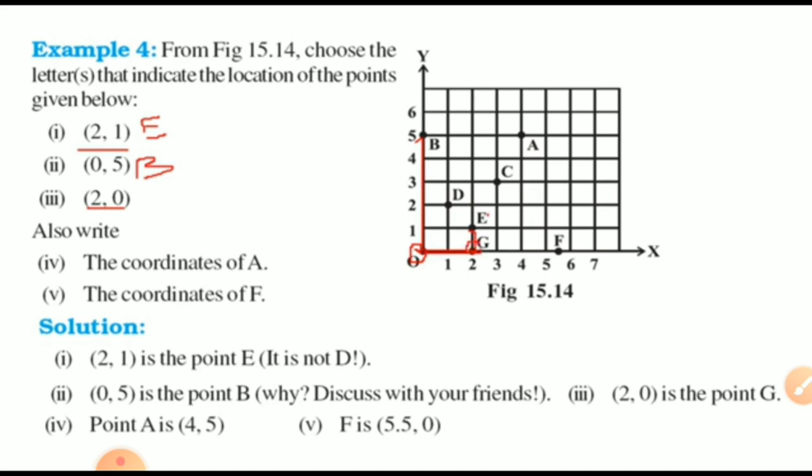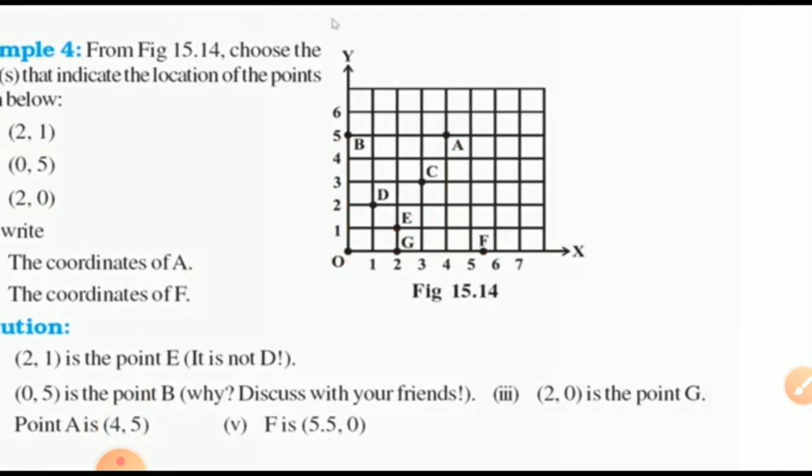Also write the coordinates of A. What will be the coordinates of A, dear? 4 and 5, not 5 and 4. Coordinates of F, yes, my dear students. Coordinates of F are a little different: (5.5, 0). Can you see it here? Point A is (4, 5). The x-coordinate is 4 and the y-coordinate is 5, and it is shown here.